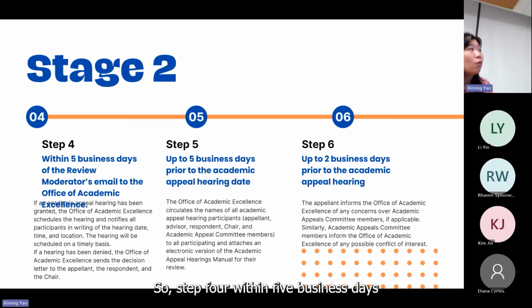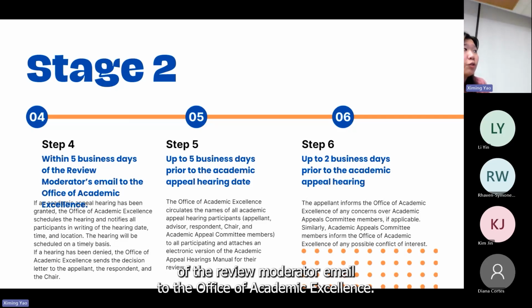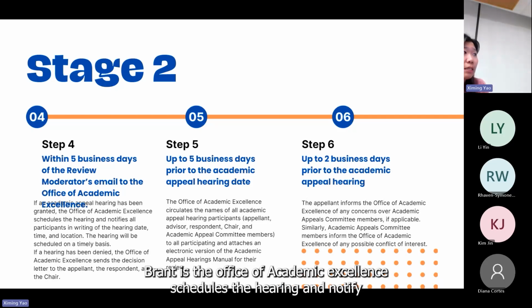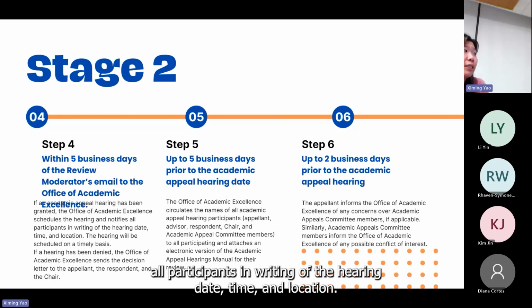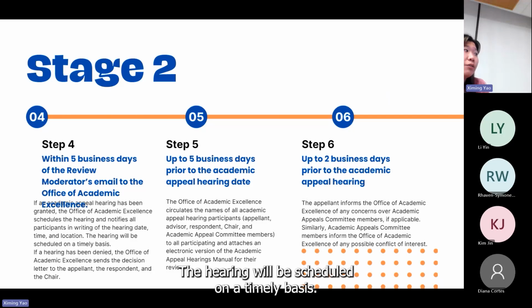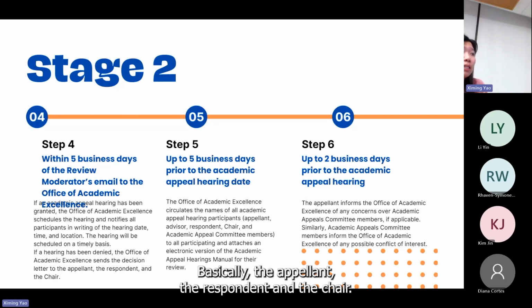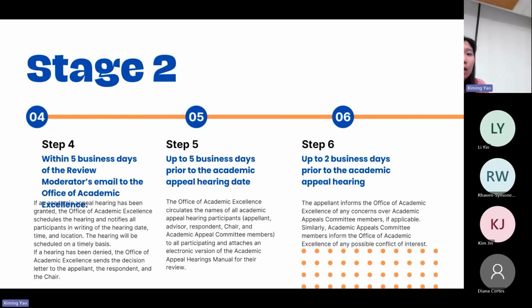Step 4: within 5 business days of the review moderator's email to the Office of Academic Excellence, if an academic appeal hearing has been granted, the Office of Academic Excellence schedules the hearing and notifies all participants in writing of the hearing date, time, and location. The hearing will be scheduled on a timely basis. If a hearing has been denied, the Office of Academic Excellence sends the decision letter to all parties, basically the appellant, the respondent, and the chair.